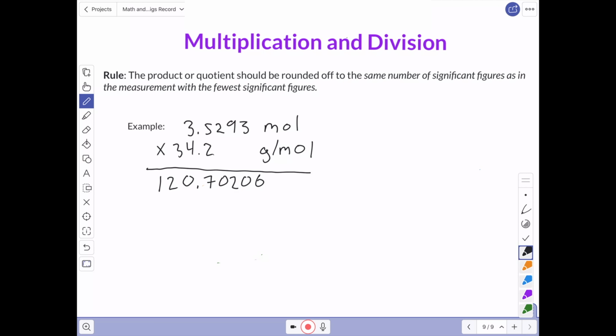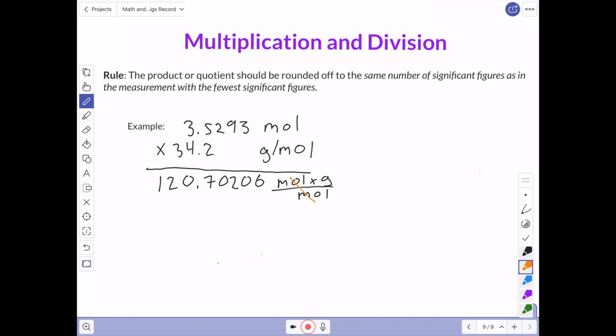Remember, also, the units of measurement matter. If we're multiplying moles by grams per mole, that means simply it's moles times grams over moles. That means moles cancel out, and we're left with grams.